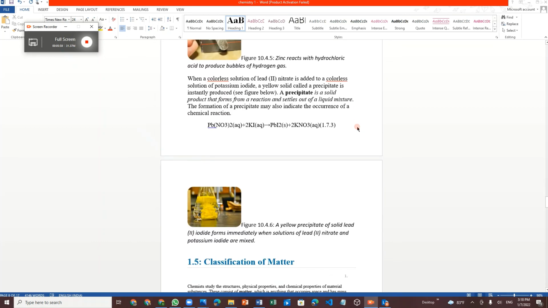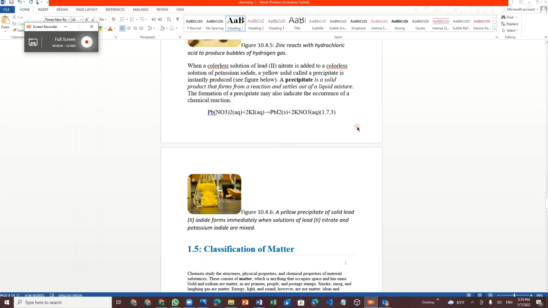Now let's see what a precipitate is. A precipitate is a solid product that forms from a reaction and settles out of a liquid mixture. So a precipitate is a solid product, and it forms when a reaction happens, and it settles out from the liquid mixture.